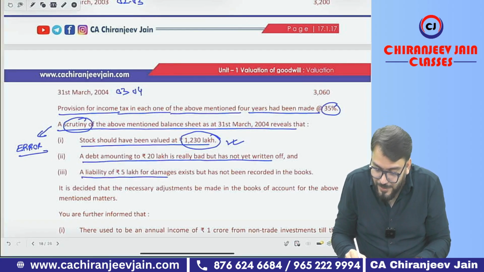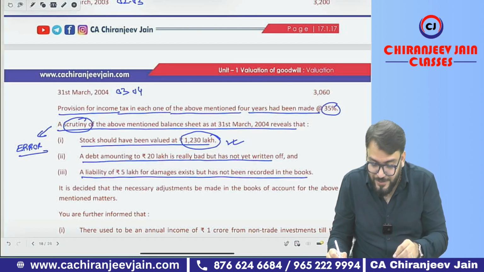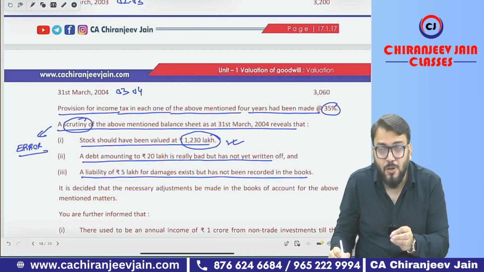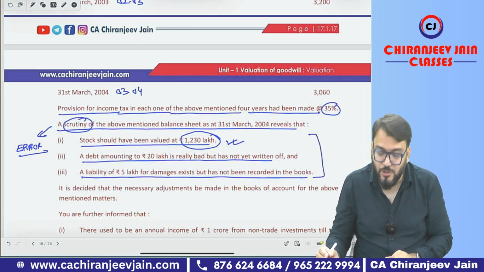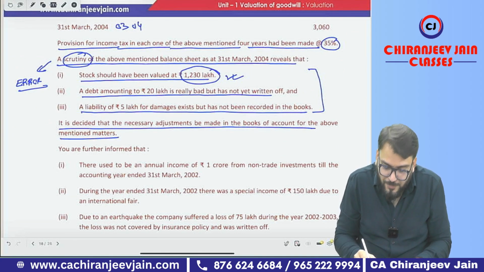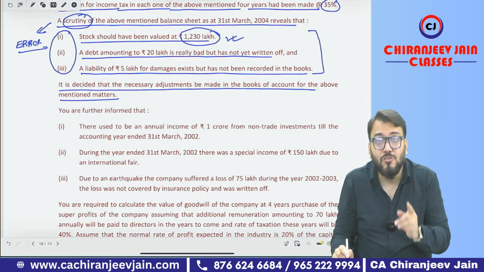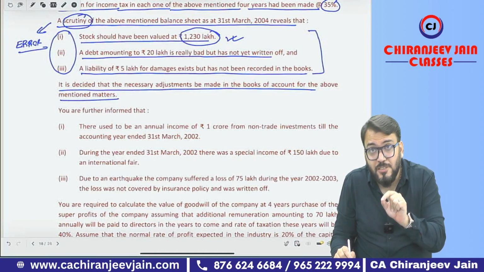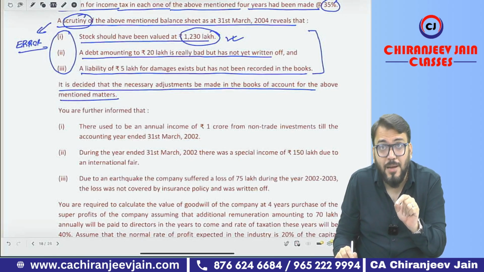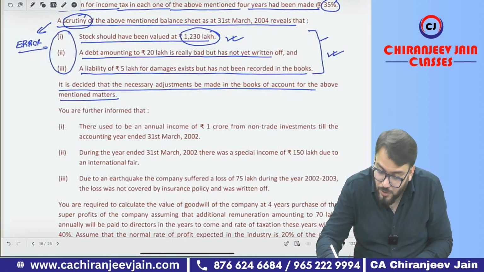A liability of 5 lakh for damages exists but is not yet recorded in the books of account. What is the journal entry? The liability is there for damages. You will debit the P&L account and credit the liability. Your profit will decrease, so this needs to be adjusted in your books of account. It is decided that the necessary adjustment is made in the books of account for the above mentioned matters. Of course, we'll do that. If you make the necessary adjustment in your books of account, your assets and liabilities will also be affected. So just think about that. Whenever you are calculating closing capital employed, it should be calculated by considering the correct values. Keep this in mind, so this also needs to be taken into consideration for closing capital employed.